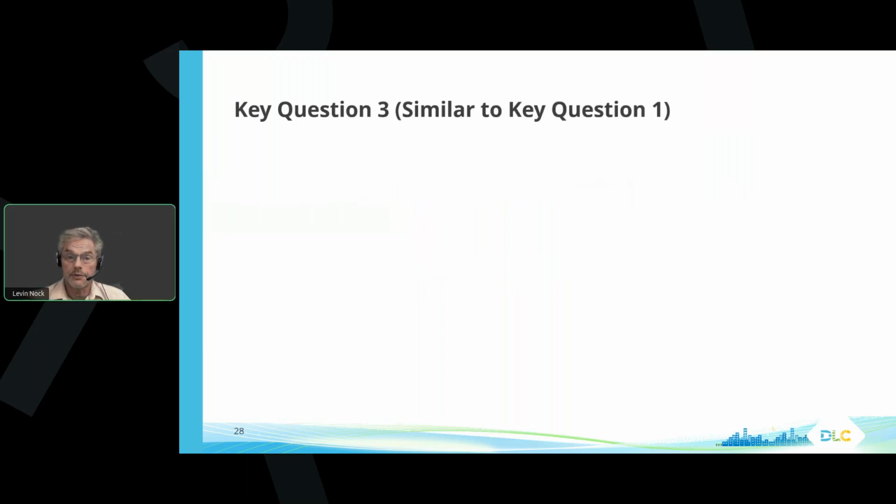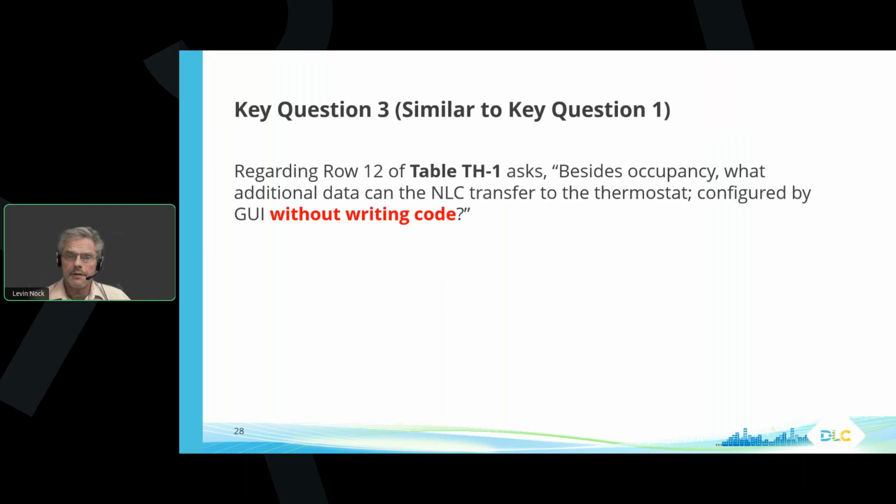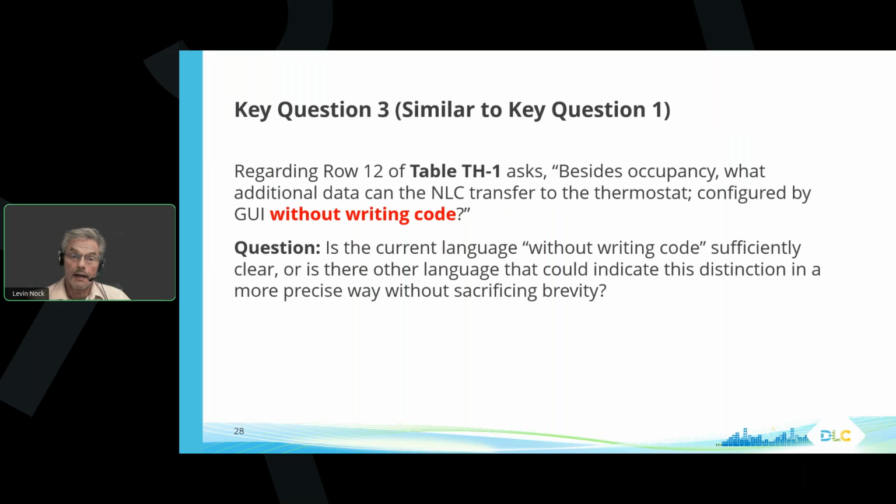And the third key question is similar to that first question, which was about describing the ease of configuring a thermostat to receive occupancy data from a lighting control system. This third key question asks about the ease of configuring a thermostat to receive additional data from a lighting control system beyond just occupancy without writing code. Is the current language without writing code sufficiently clear, or is there other language that could indicate this distinction in a better way?